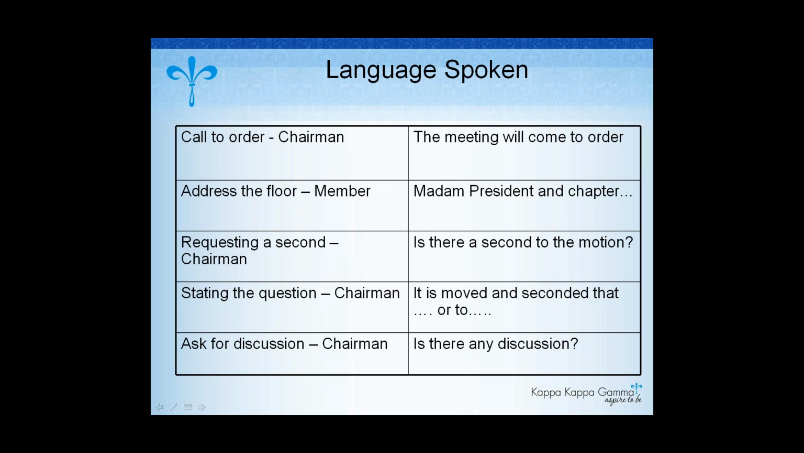After the member makes the motion, the chairman will ask for a second. The president usually would say, is there a second to the motion? Most of the time someone from the membership will say, I second the motion. Then the chairman again says, it is moved and seconded that we, I'll use the same example, have 2 philanthropies this semester and work at a homeless shelter. Then the chairman says, is there any discussion?